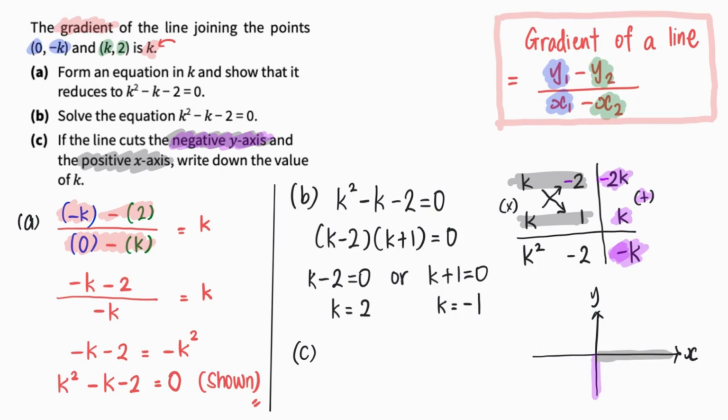This means that the only possible case here would be something like this. This could be a rough sketch of this particular line that we are looking at, such that it can cut the negative y-axis and the positive x-axis.